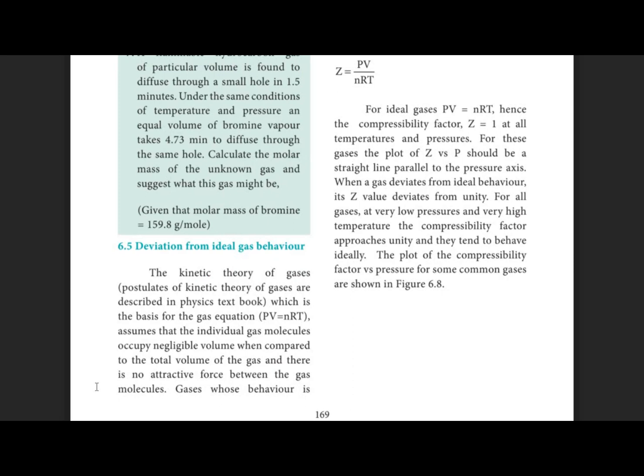Next, deviation from the ideal gas behavior. The postulates of the kinetic theory of gases are described in physics textbooks, which is the basis for the gas equation PV is equal to nRT. It assumes that individual gas molecules occupy negligible volume when compared to the total volume of the gas, and that there is no attractive force between the gas molecules.